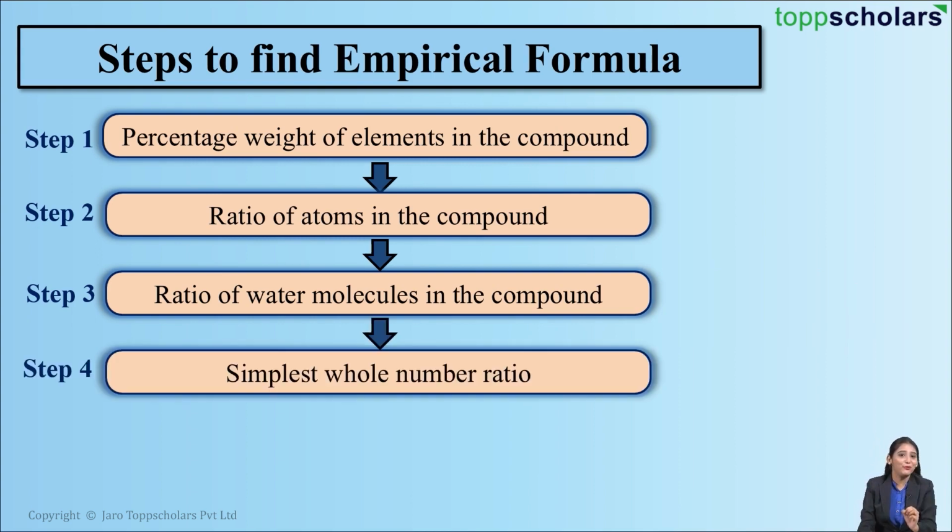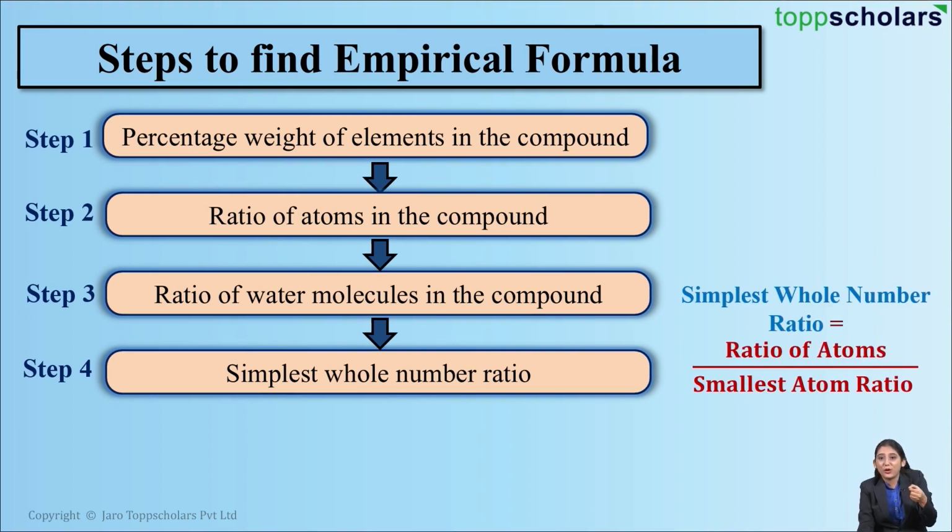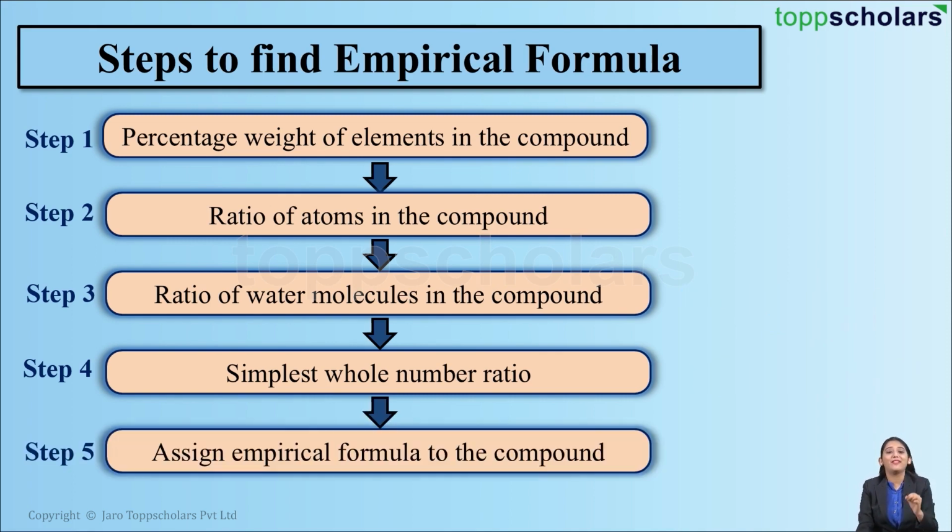And step number 4 is to find the simplest whole number ratio. For this step, you have to look for the smallest number that you obtained in the previous step. And what you need to do here is simply divide the ratio of atoms by the smallest atom ratio. And finally, we have step number 5, wherein you need to assign the empirical formula to the compound.